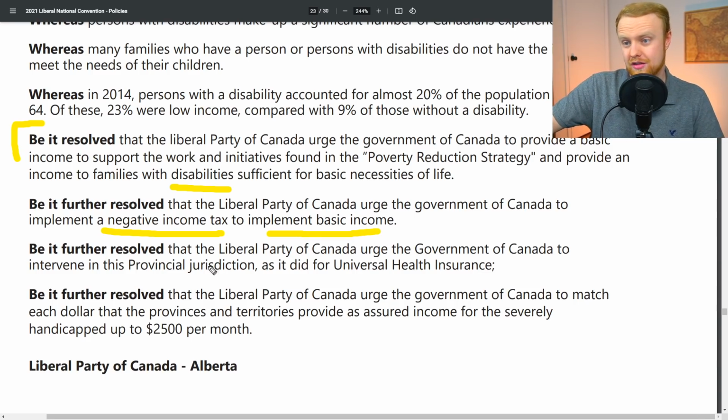Be it further resolved that the Liberal Party of Canada urge the Government of Canada to intervene in this provincial jurisdiction as it did for universal health insurance, and be it further resolved that the Liberal Party of Canada urge the Government of Canada to match each dollar that the provinces and territories provide as assured income for the severely handicapped up to $2,500 per month. And this resolution was also successfully passed.